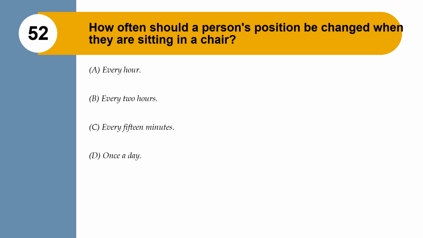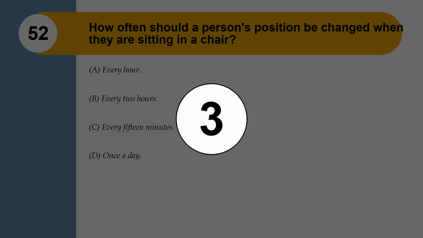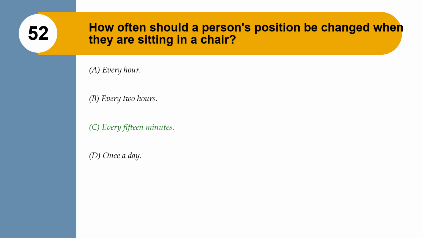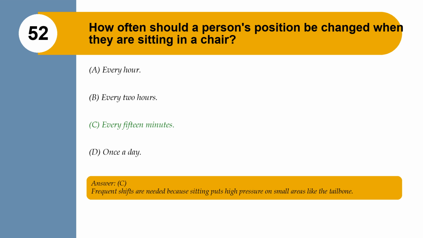Option A. Every hour. Option B. Every 2 hours. Option C. Every 15 minutes. Option D, once a day. The correct answer is option C, every 15 minutes. Explanation. Frequent shifts are needed because sitting puts high pressure on small areas like the tailbone.